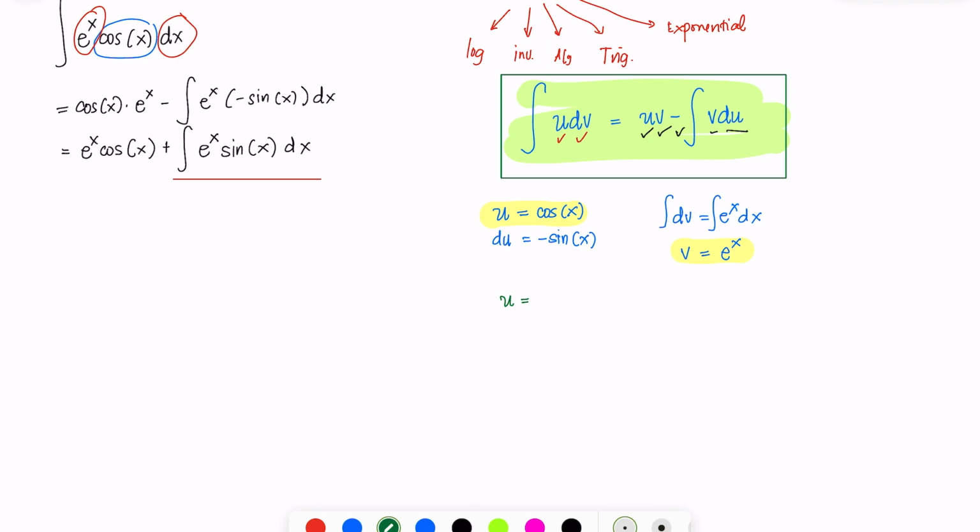Now, upon inspection of your integral, the same case is applicable here because the order is telling you the first priority for you is T, trigonometric, because you don't have logarithmic, you don't have inverse trig, you don't have algebraic, you have trigonometric. So that means that your u will be the sine of x. And the same thing with what we did earlier.